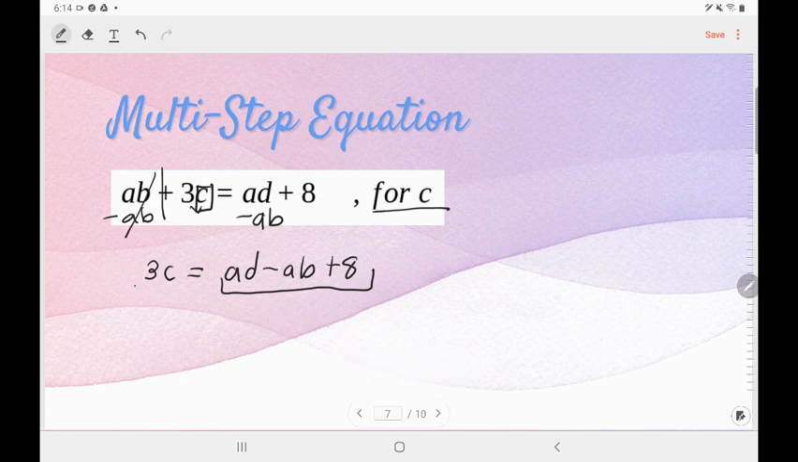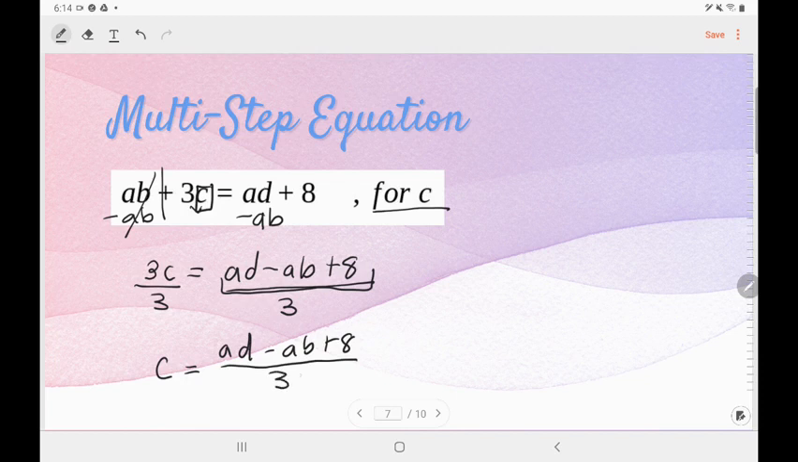Last step is to divide by 3. Divide everything by 3. So I have C is equal to, now I'm going to write down AD minus AB plus 8 over 3. And the very last thing I need to do is double check that I can't simplify this. AD does not divide by 3, AB will not divide by 3, and 8 won't divide by 3. So I'm going to leave this as it is.